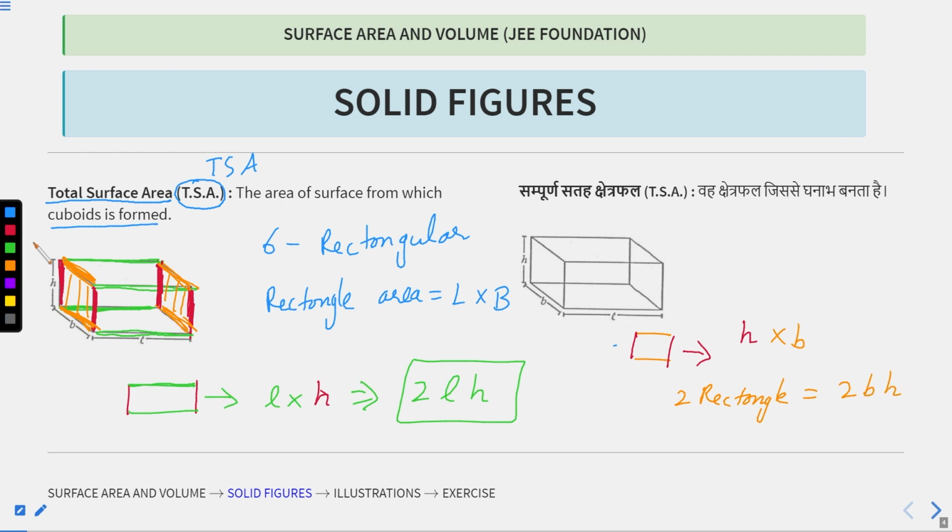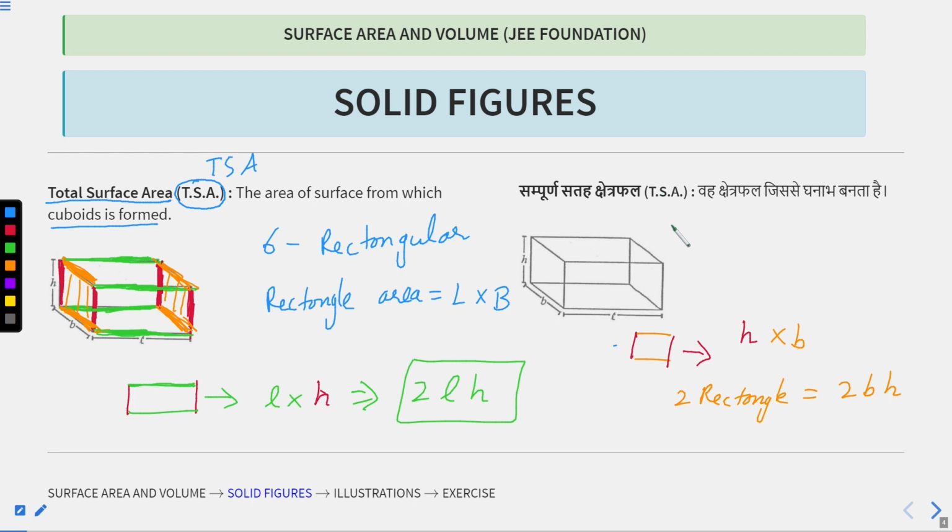So that means 2BH. And now if you see the topmost rectangular piece enclosed by the green and the orange line, this rectangular piece is the same as the rectangular piece formed at the bottom. So here, if you see this one and this one. I hope you are seeing it clearly.